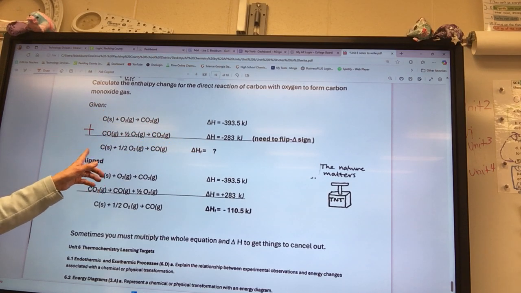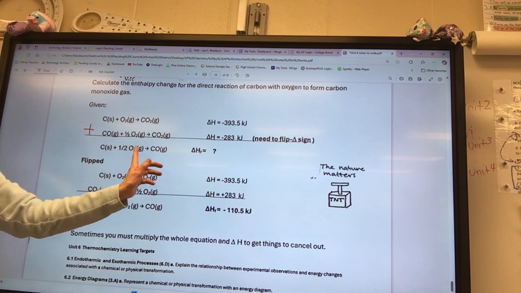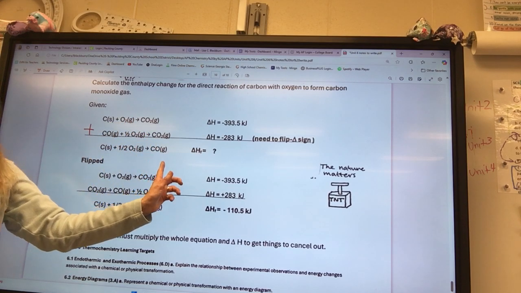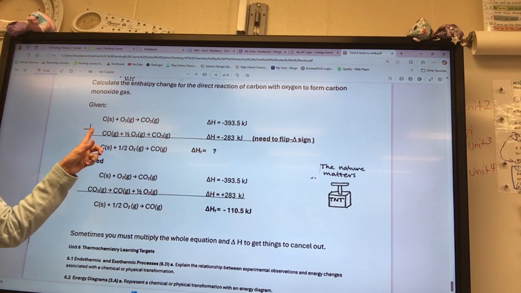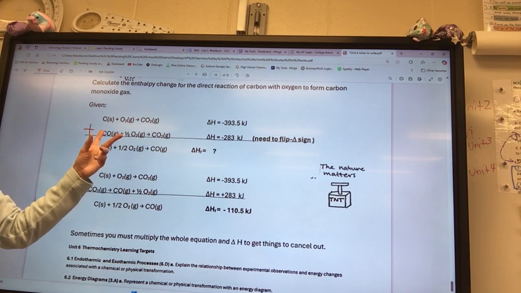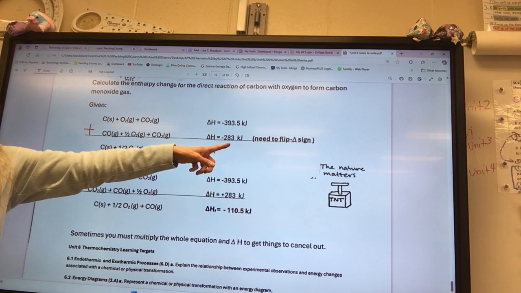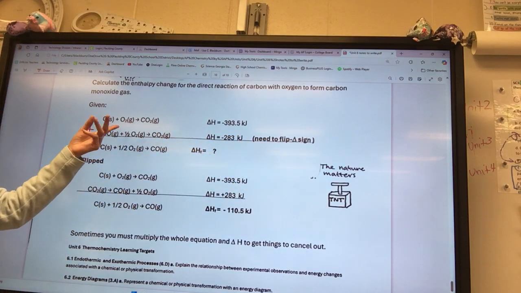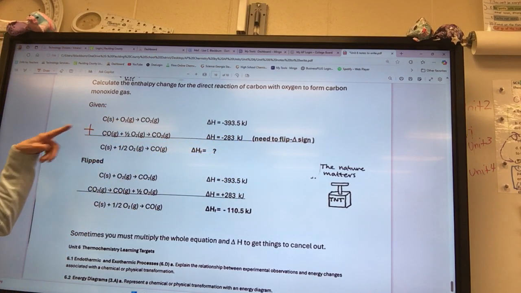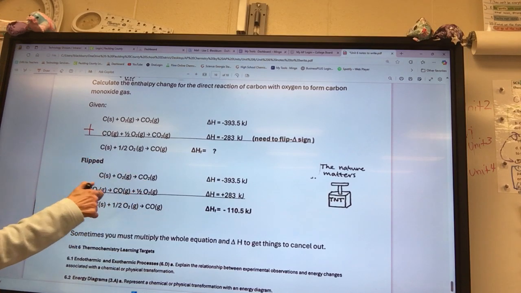And we notice that there's carbon dioxide here, but there's no carbon dioxide in our overall equation. So we're going to need to flip this equation. We're going to write it the other way. And when we do, we have to change the sign of heat. If you flip a reaction, you change the sign. And then we'll have carbon dioxide on both sides, and we can mark it out. So here it is. We flipped it. Now I can mark those out.